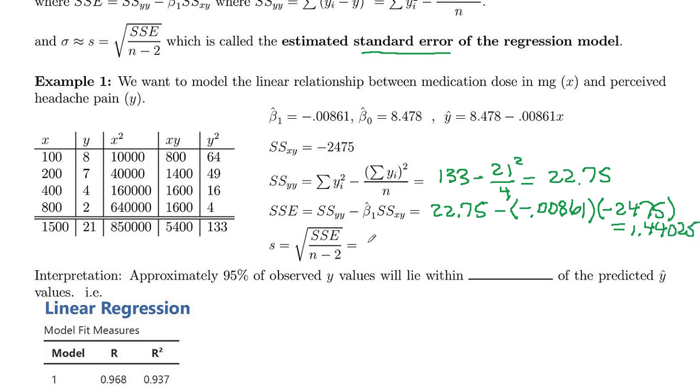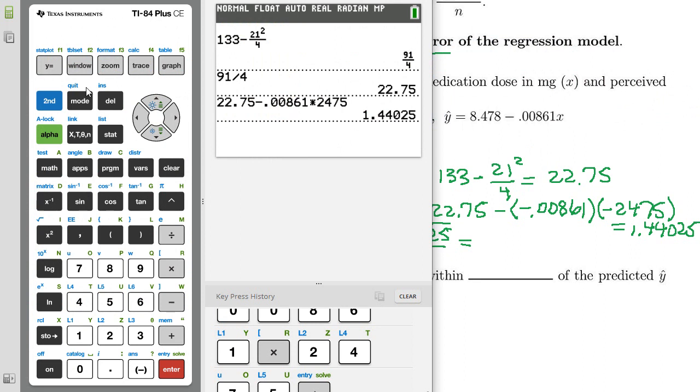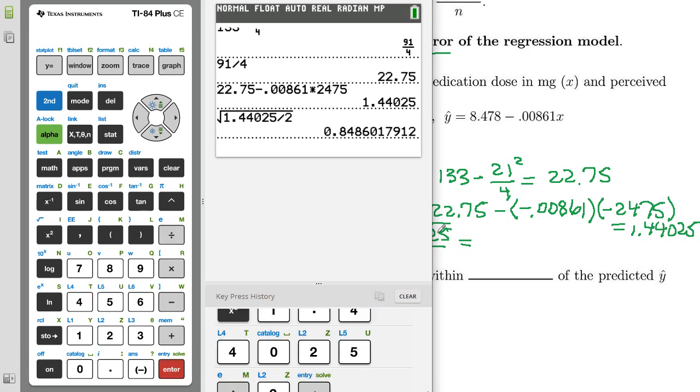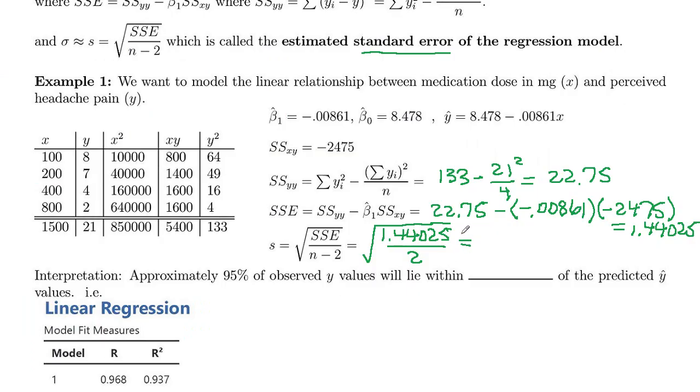Then our s is going to be the square root of SSE over n minus 2. So we have 1.44025, and we are dividing by n, which is 4, so 4 minus 2 is 2. We want the square root of 1.44025 divided by 2, which is 0.8486.